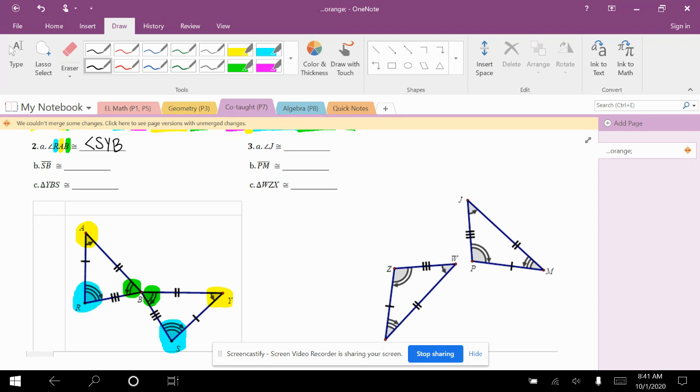Segment SB. S is blue and B is green. In the other image, R is blue and B is green. So segment SB is congruent to segment RB.